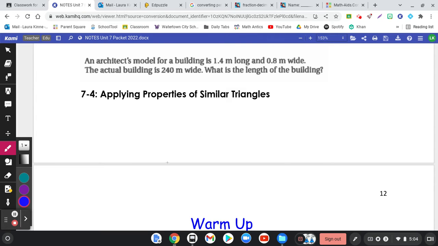First of all, we're going to be starting on page 12. It's the 7-4 lesson, Properties of Similar Triangles. My document shifted a little bit, but that's okay.